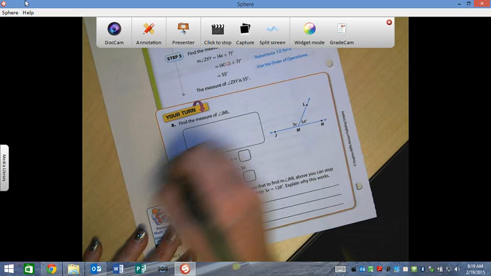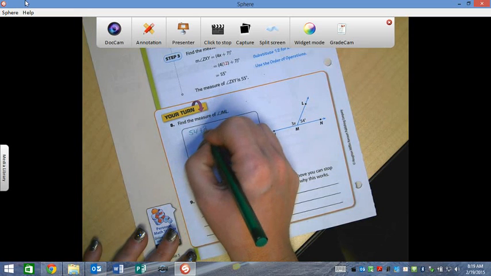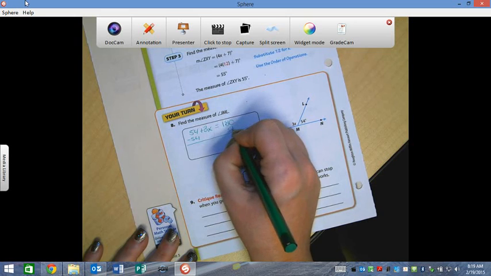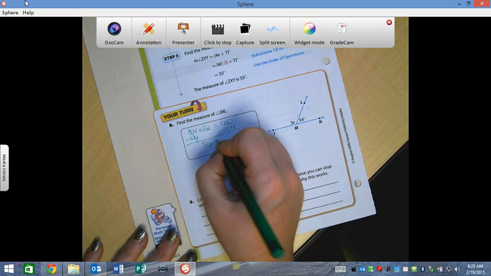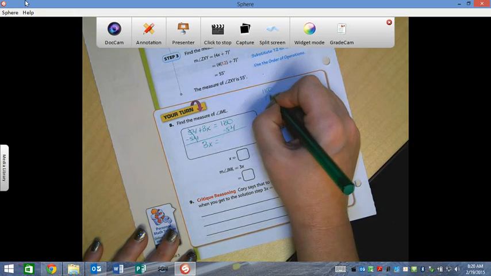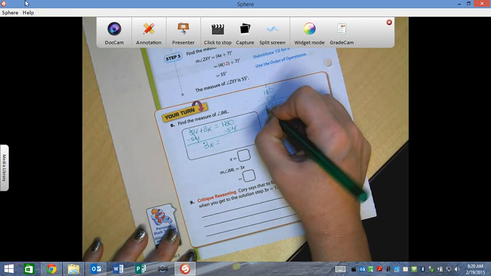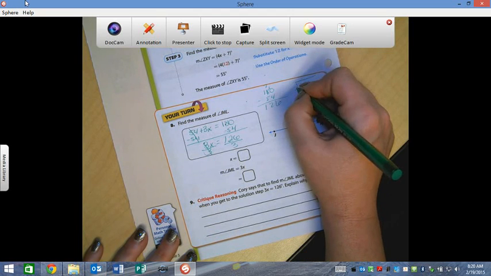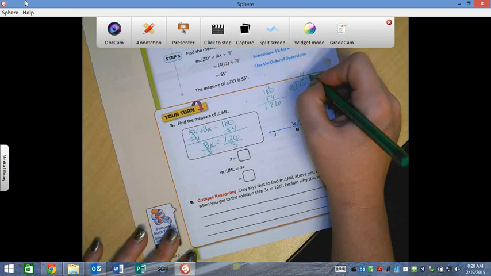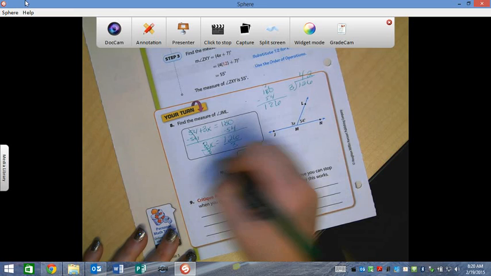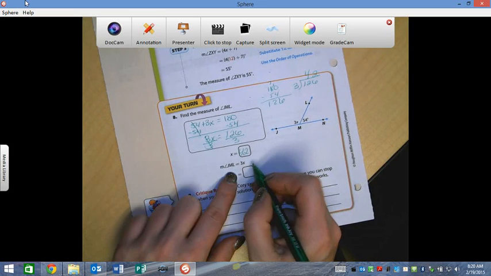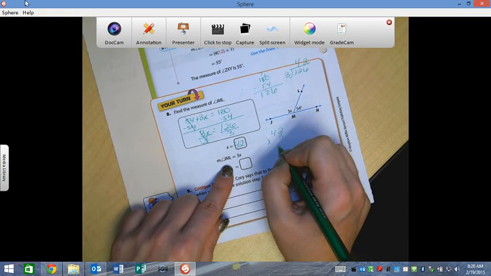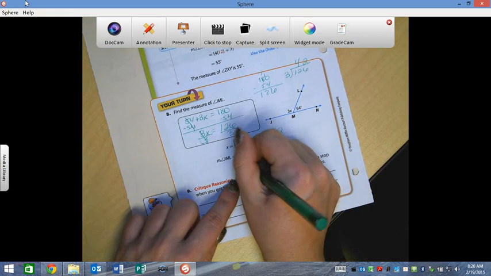Alright, so for this one, I would do 54 plus 3x equals, they're supplementary, so it would equal 180. So I'm going to subtract 54 from both sides. These cancel. This becomes 3x equals, let me see, 180 minus 54. That's 126. So then I'm going to divide both sides by 3. 126 divided by 3 is going to be 42. So my x value equals 42. So since JML is 3 times x, I have to do 42 times 3, which is going to end up being 126.